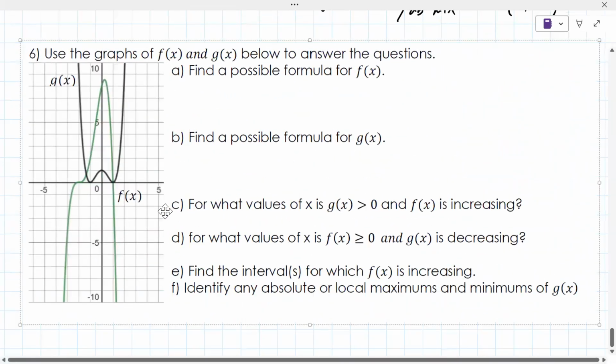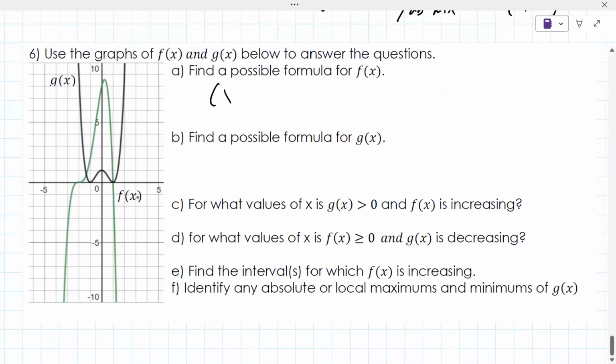So let's see your possible formula for f of x. I guess f of x is the green one. So we got x plus 2 to the power of 3, x minus 1. And then a, we know that at 0, it goes through 0, 8. And so that'll end up being a -1 out in front. You can check those steps later.